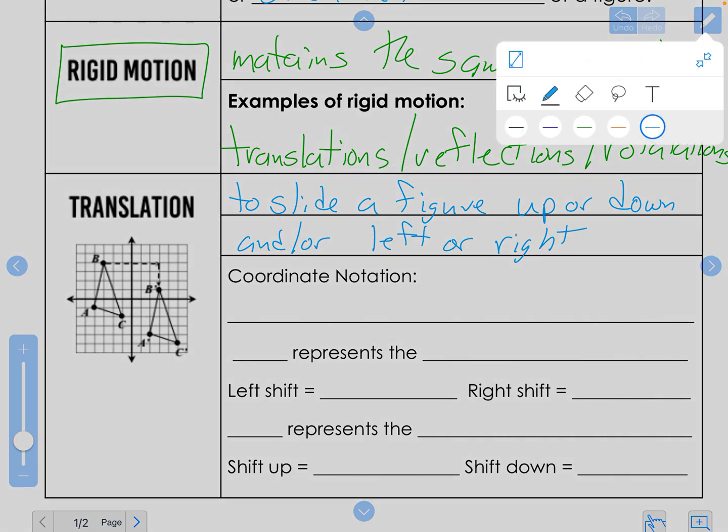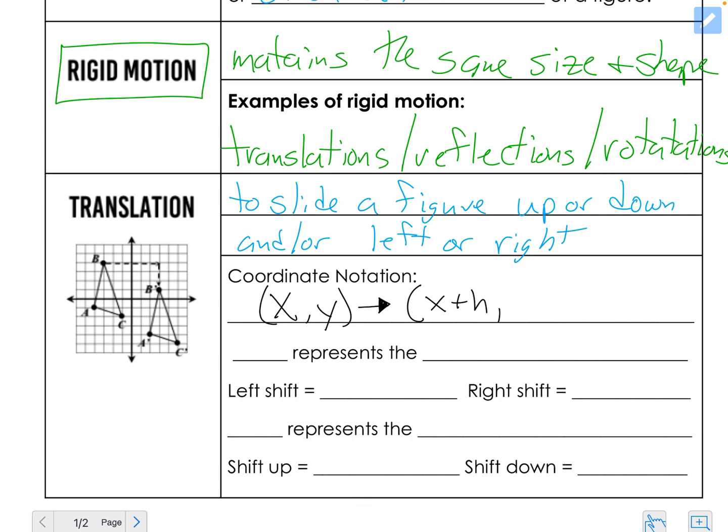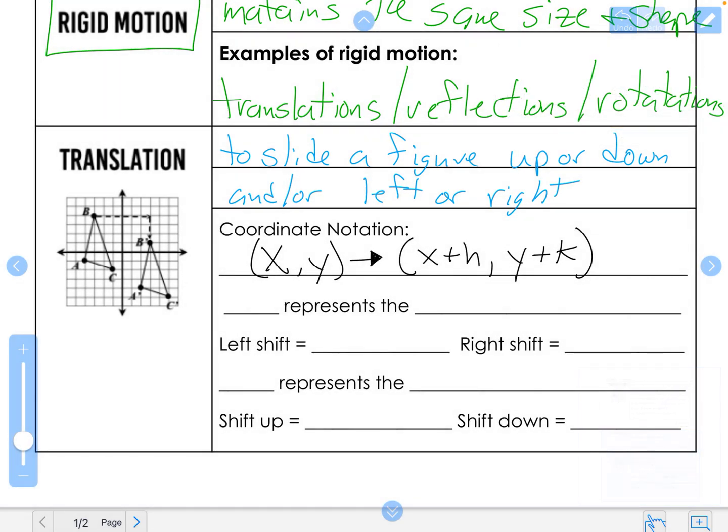The way that we write a rule for coordinate notation is we always write x comma y because that is our pre-image point. Then we draw an arrow to show that a transformation of some sort is happening. With translations, the transformation is x plus h, comma, y plus k. I'm having a bad writing day, guys, sorry.